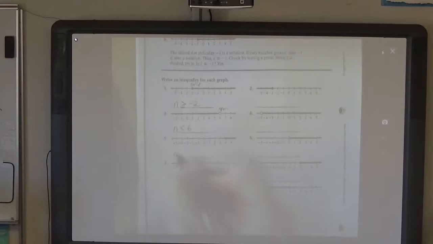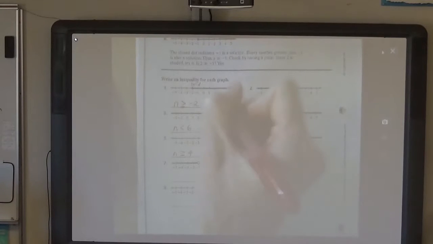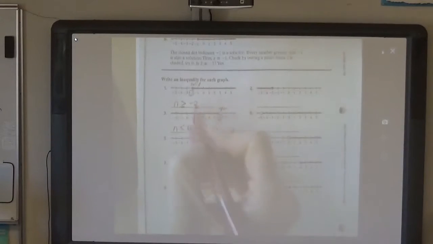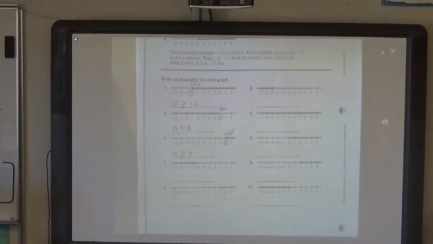Number 5, start with n. This is a solid dot. We can point it the direction that it's shaded because we started with the variable. And should we use the greater than or equal to sign? Yes, put the line underneath it because this is a solid dot. And then write what number is marked. That's how you know what number to write, whatever the dot is marking.